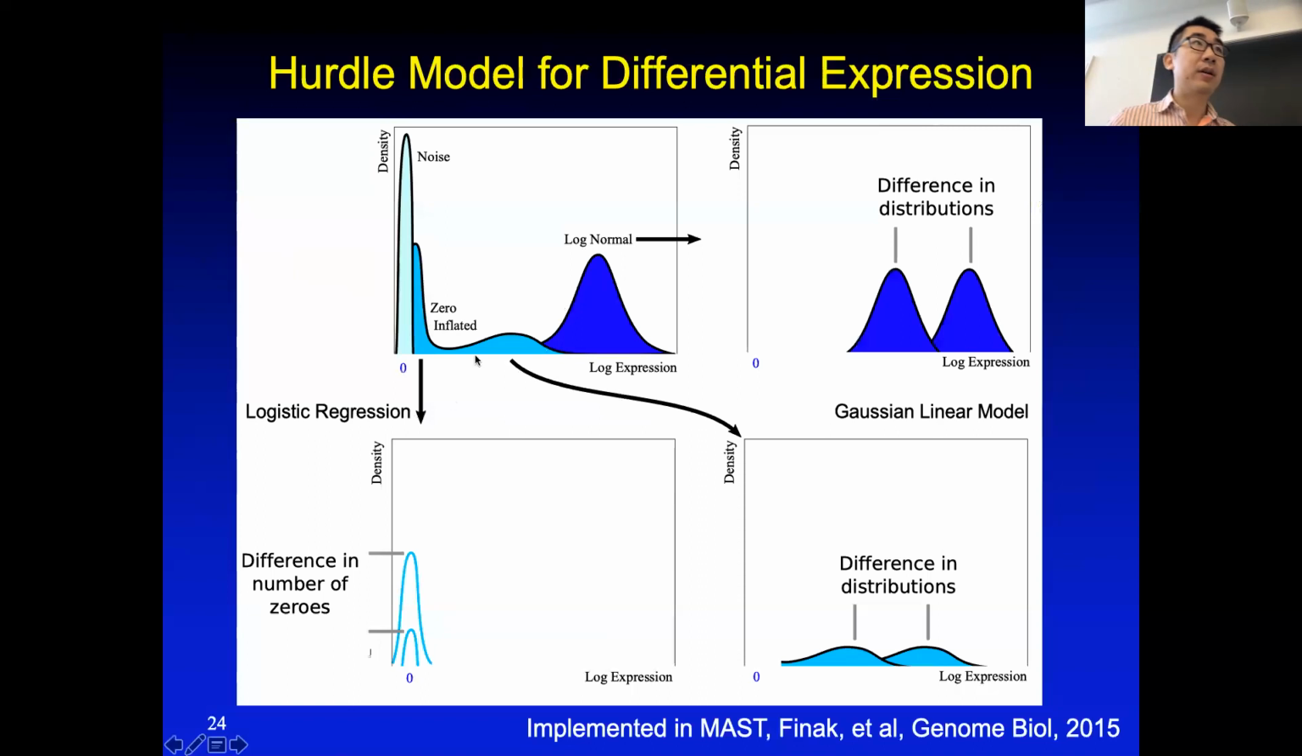Then, if we know that this gene is expressed, for this part we can use a Gaussian model to evaluate the difference between the different distributions. These two processes are independent of each other. So when you compare the gene expression, you can perform a significance evaluation for the zero part, and also a significance evaluation for the non-zero part. Because they are independent, you can combine these two significance evaluations to determine whether a gene is significantly differentially expressed between two populations. So that's what the Hurdle model means.